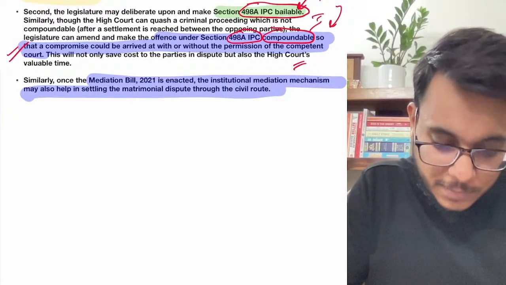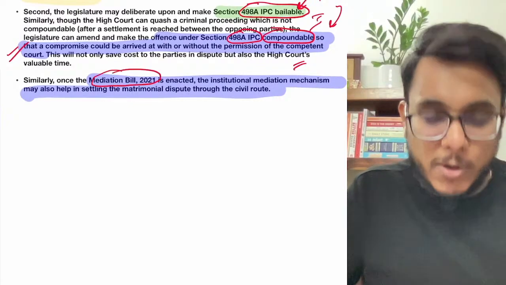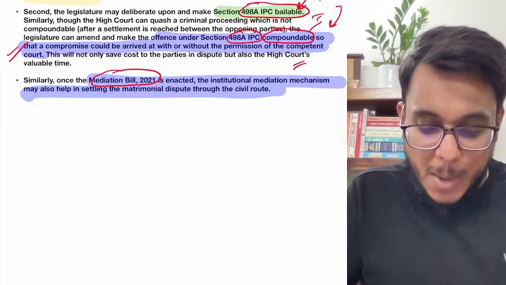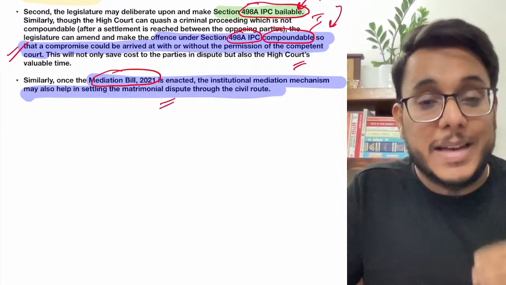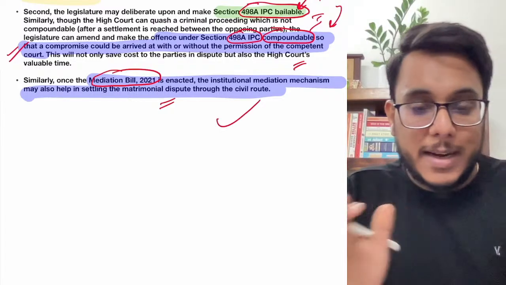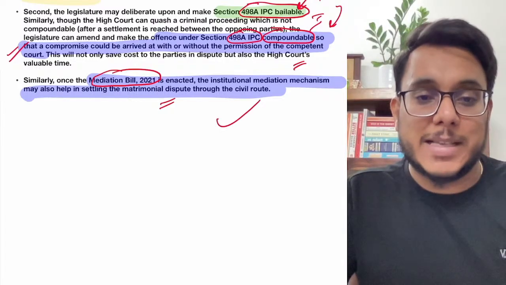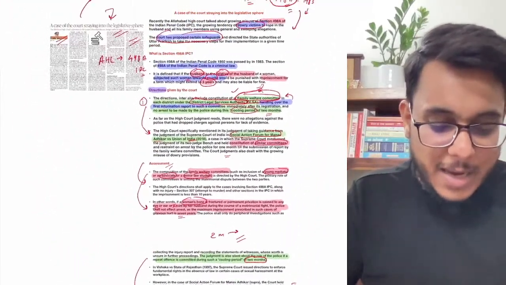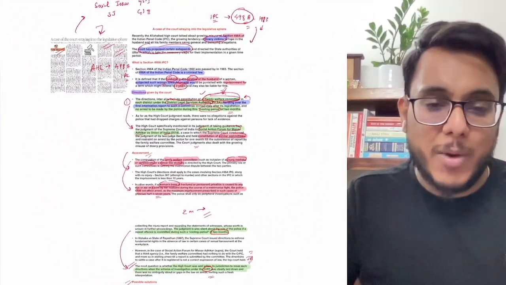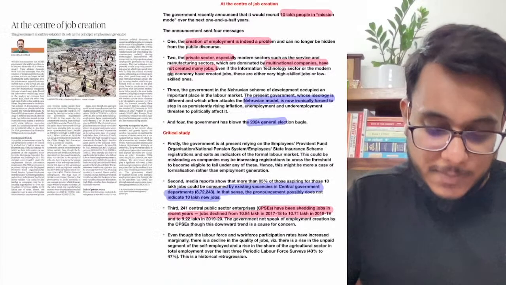the next is that basically the Mediation Bill of 2021 was there in the pipeline. It talks about mediation mechanisms outside the court. The Mediation Bill needs to be brought so that one alternative way of solving these particular cases also comes out. So this is all about this particular article. I hope that you have understood it. And now guys, we'll be moving to the next article.